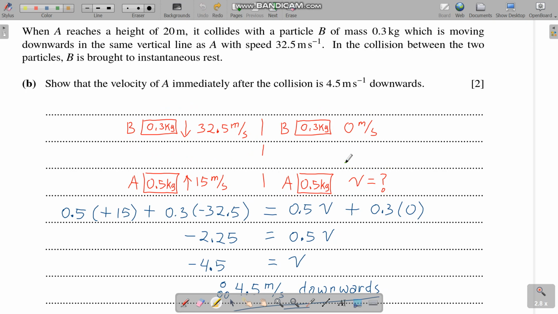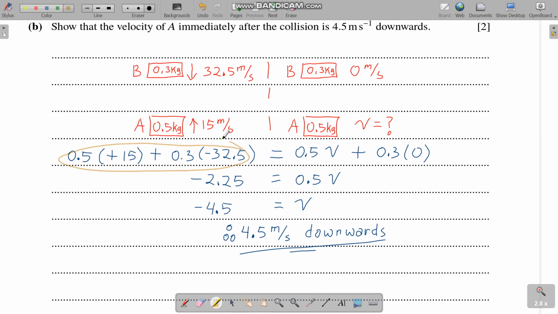We need to show that the velocity is 4.5. So we use conservation of momentum. Momentum before equals momentum after. Before, let's say going up is positive, we have m times v, the momentum of A before the collision, and m times v, which is negative because going downwards is negative, the momentum of B before the collision. After the collision, the momentum of B is 0, and the momentum of A is 0.5 times v. We use a calculator for the left hand side and divide by 0.5. We get what we need to prove. Negative means going downwards.